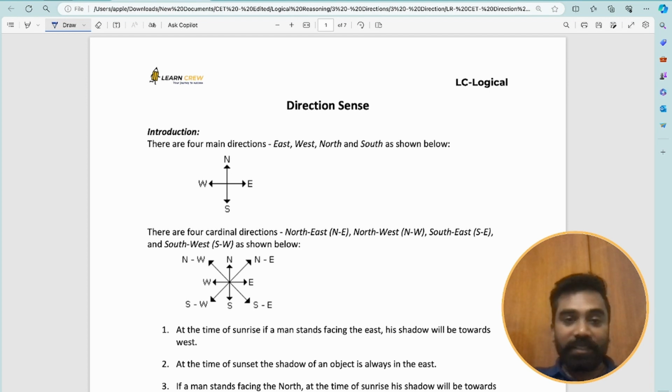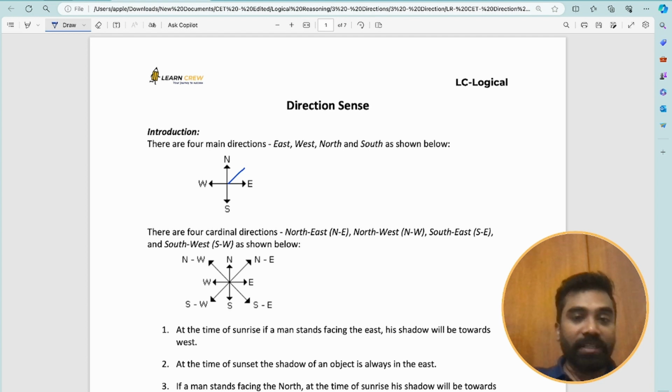Now the next important thing: what if they ask about intermediate directions? In between north and east I call it northeast, in between north and west I call it northwest, this is southwest, this is southeast. These four are called the cardinal directions, while the first four are called the main directions.